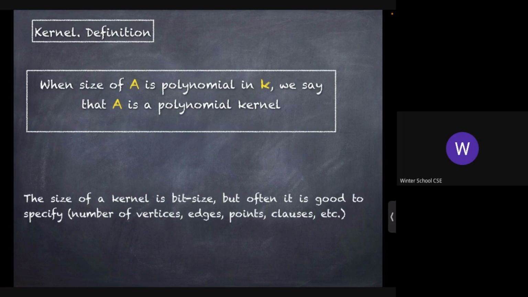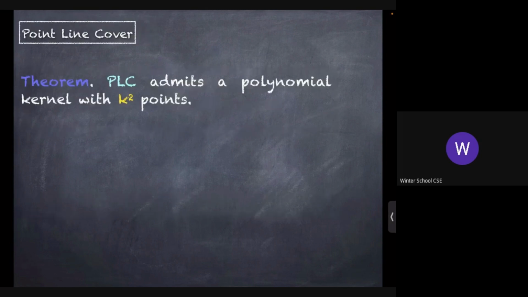Yes, and the usual thing, because we now speak about polynomial, maybe we'll speak about exponential, is that we always measure the size of the kernel as a number of bits, but often people specify the number of vertices, the number of points, the number of lines, clauses, etc. Okay, so now speaking this kernel language, I can say that point line cover admits a polynomial kernel with k-square points. Right? Any questions so far about the definition of the kernel?